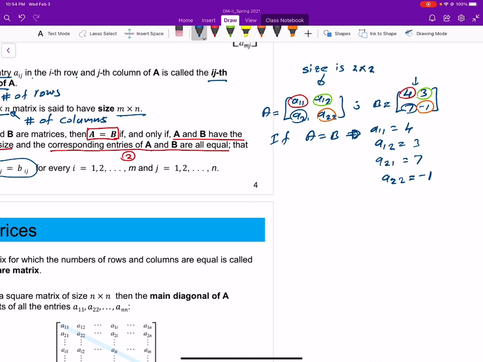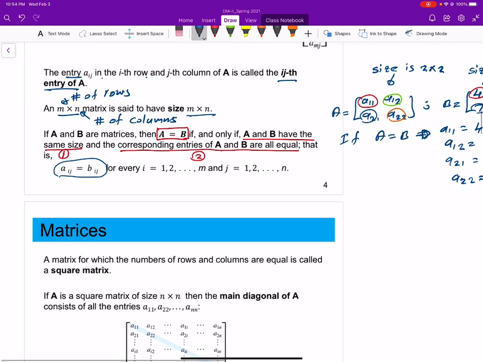Here the size is 2 by 2. All right, these are the sizes of the matrices. Go down.